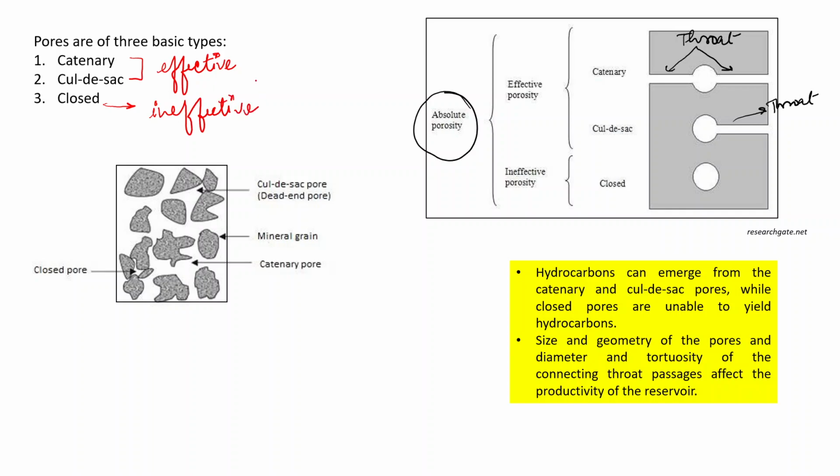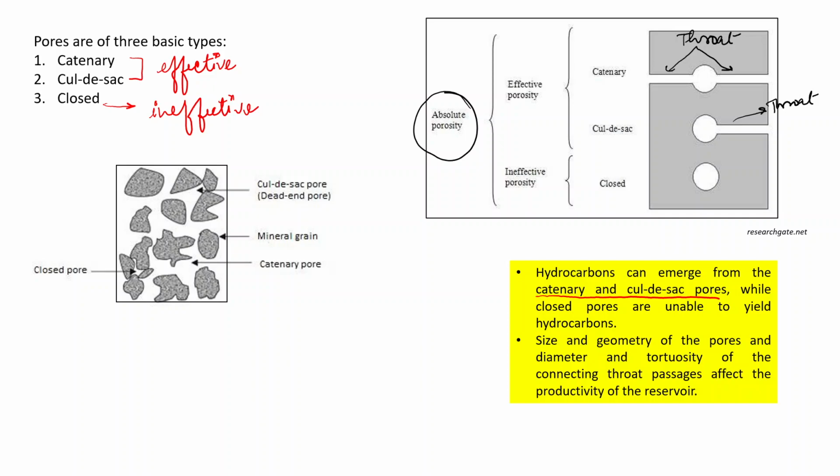So there are several factors which will define how a catenary pore or a cul-de-sac pore may form. In this left hand side picture, you can see that this is a cul-de-sac pore, where it is closed from one side and only one side is open. This is the throat of the pore, while the catenary pore is connected to other pores through several throats, while the closed pore is a completely locked pore with no communication at all. So the hydrocarbons can emerge from catenary and cul-de-sac pores, while closed pores are unable to yield hydrocarbons.